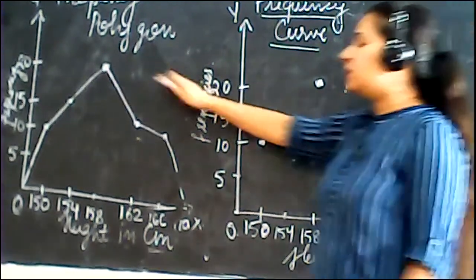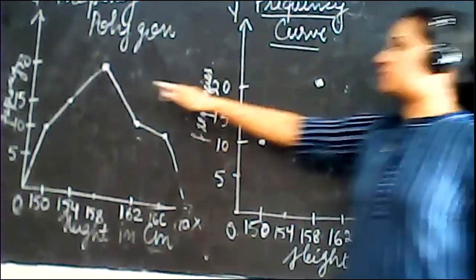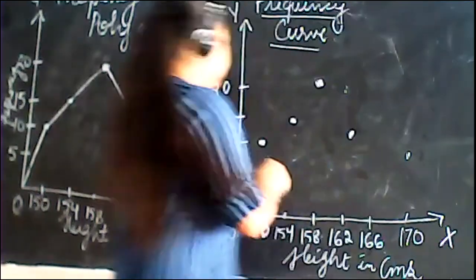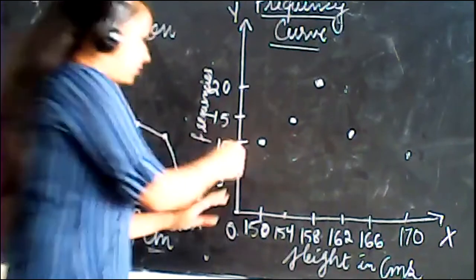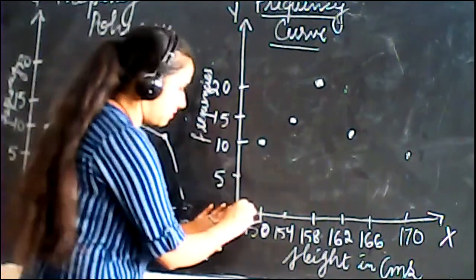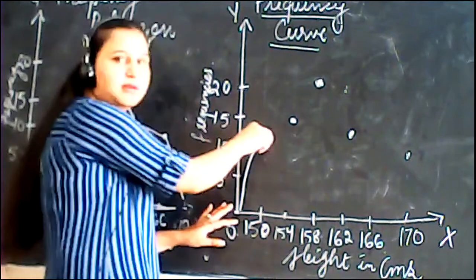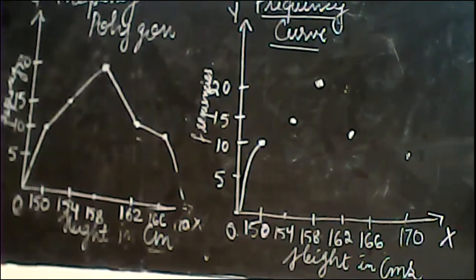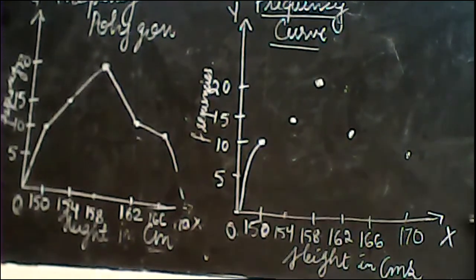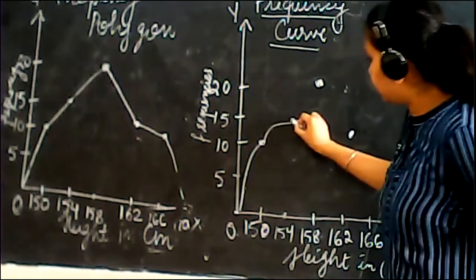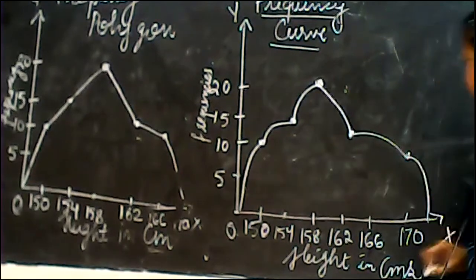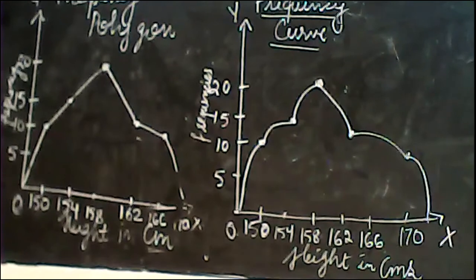Now how will we plot this? As we have said, the difference is that the polygon is marked with straight lines using the scale, and this one is marked with curvy lines, that is rough hand drawing. How will we mark it, students? We will start from here. I hope you can see what I am marking. It is like this, then this, we will mark this, and we will end at this. I hope the frequency curve is clear to you all.